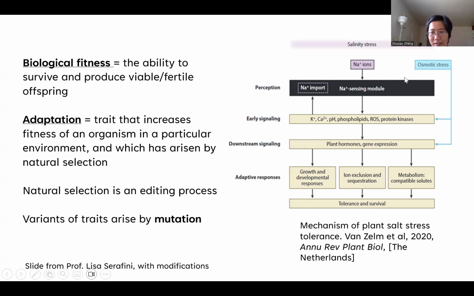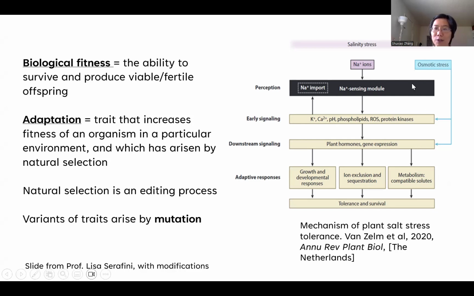So one of the examples that I can give here, this is a review paper published by a group in Netherlands, is salt tolerance in plants. Because when you have drought, you have to water the ground for the crops to grow. And then the salt ions in the water build up in the soil, and the soil becomes salty, and the plants will die from the salt.